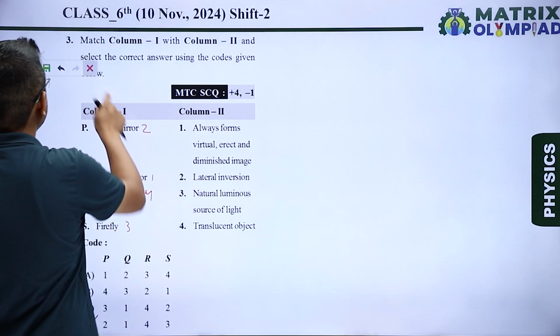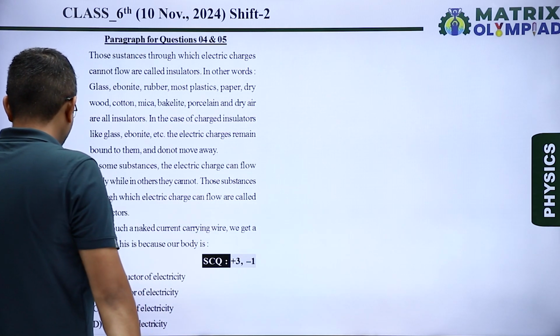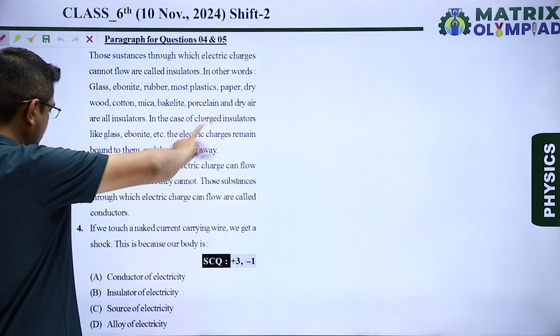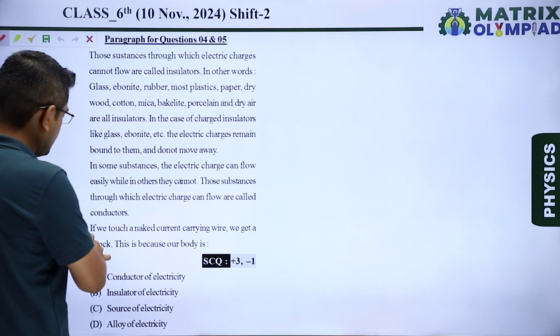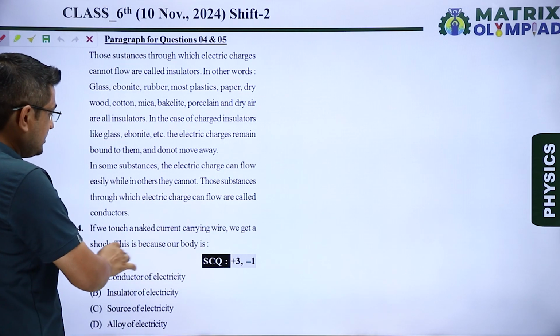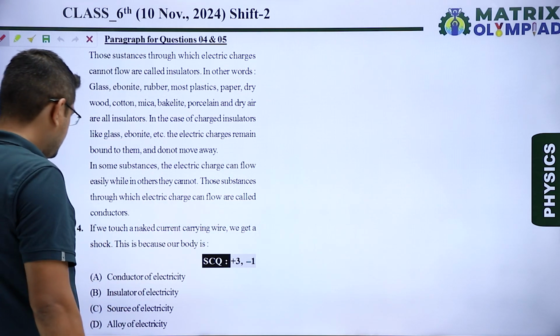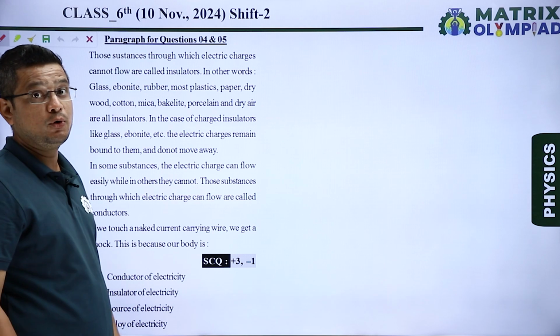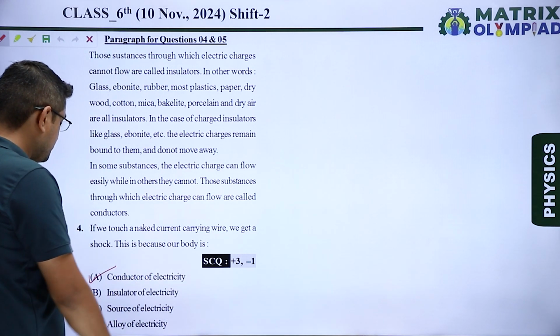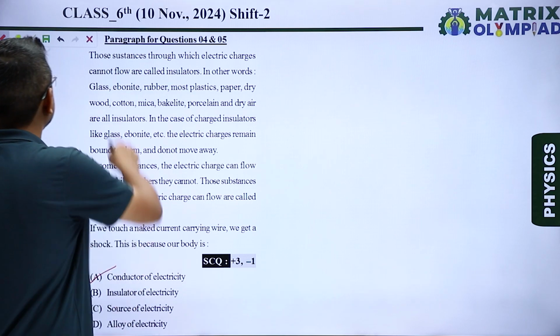Next question. Questions number 4 and 5 are based on a paragraph which is given here. Some situations are given on the basis of which the questions are asked. If we touch a naked current carrying wire, we get a shock. This is because, as we know, current flows in a conductor, so we can directly say our body is a conductor of electricity. So option A is our correct answer.